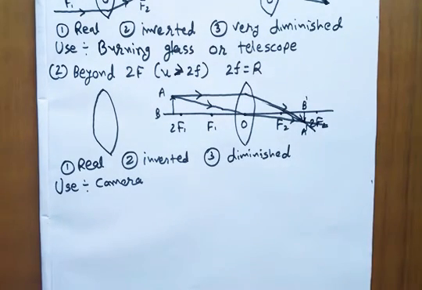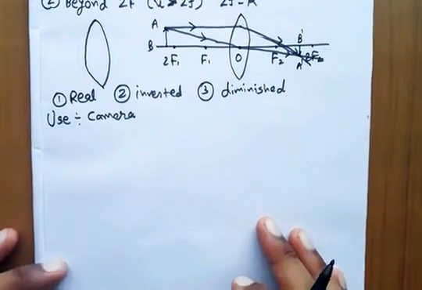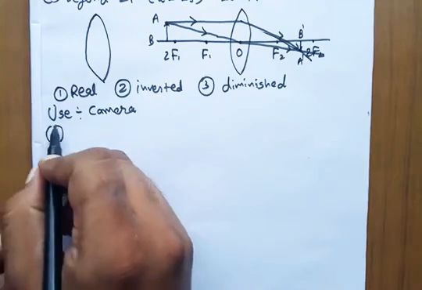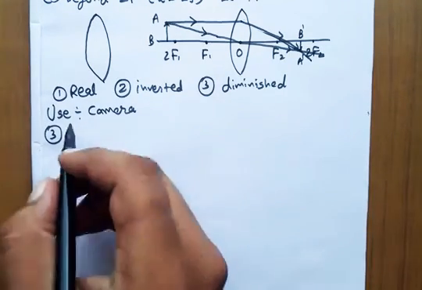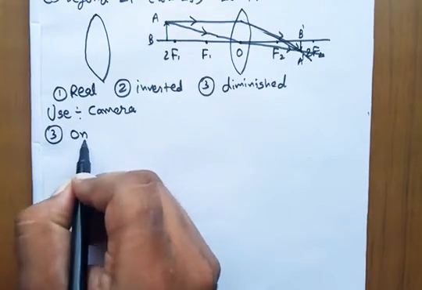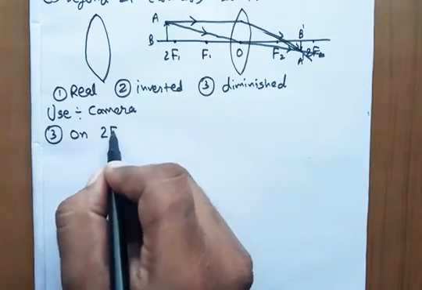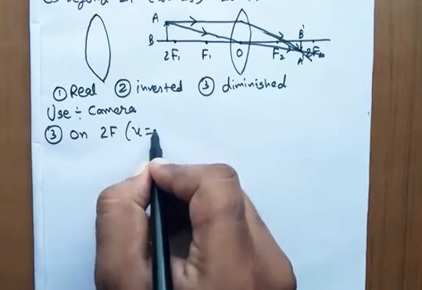So that's why we get it in the camera. In that camera we get the image clearly and upright. Okay, so now the third classification. The third classification is object on 2f. So here u will be 2f.